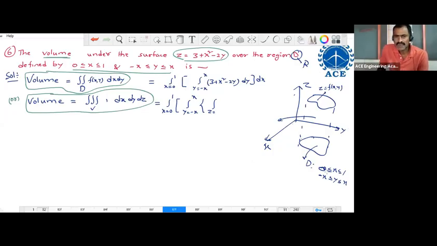Here the xy limits are already known. Just we need to find the z limits only. To find the z limits, we should draw the line parallel to z-axis only.